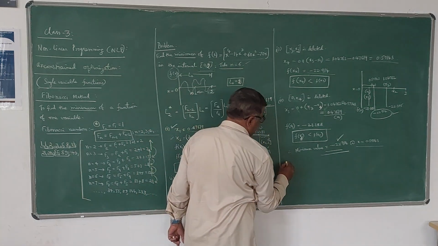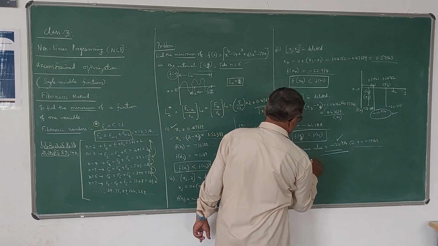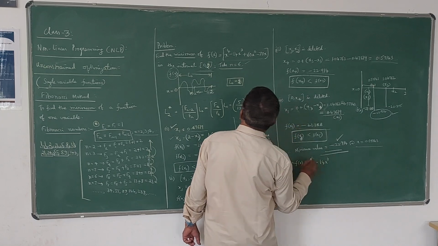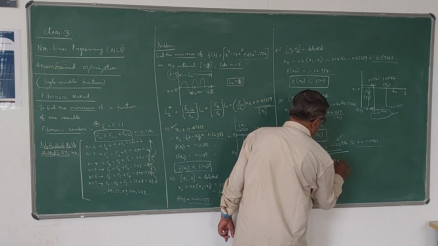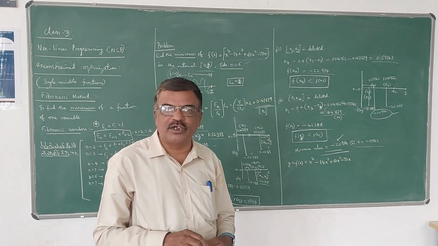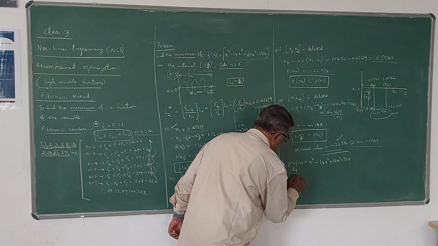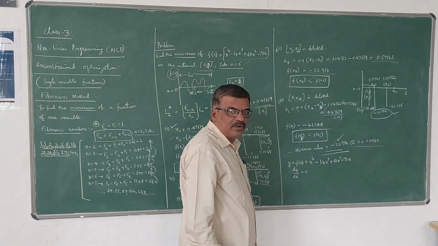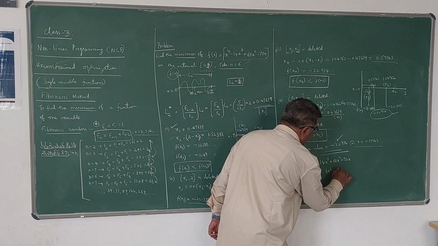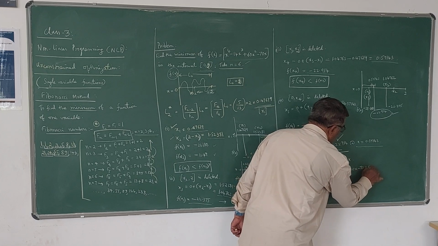F of x value is given. So I will take this f of x value as y. What is it? x power 4 minus 14 x cube plus 60x square minus 70x. Okay. Now what is the necessary condition for a function to be minimum? First derivative should be 0. Correct? Necessary condition is dy by dx should be equal to 0. If you differentiate this, what you will get? 4x cube minus 42x square plus 120x minus 70 is equal to 0.